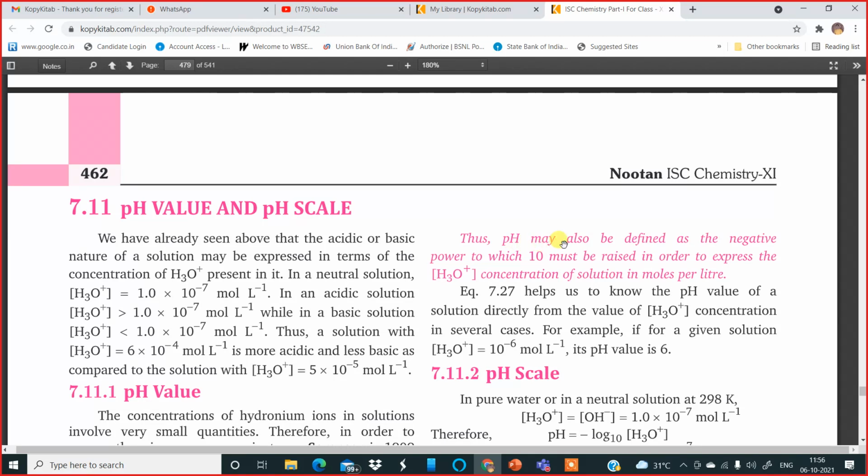we can clearly define pH as the negative power to which 10 must be raised in order to express the hydronium ion concentration of solution in moles per liter.